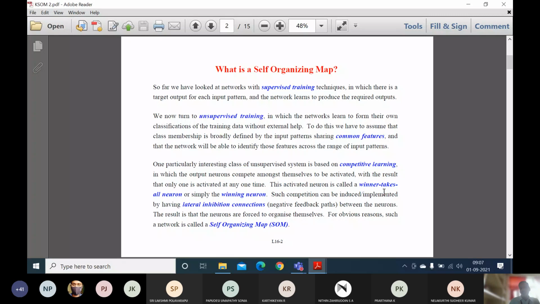Competitive learning is, for example, in the same soft computing class we will take, 60 students are available. Out of 60, only one may become a class topper. For example, he may be scoring 9.2 or 9.3, whatever the CGPA may be. So only one student may be available as a class topper. But in competitive learning, among the 60, all will compete.